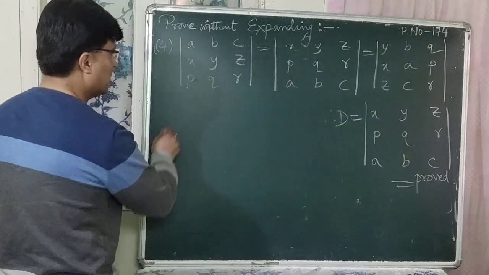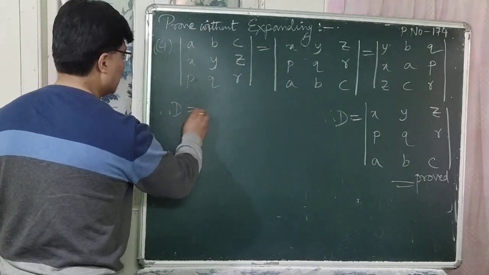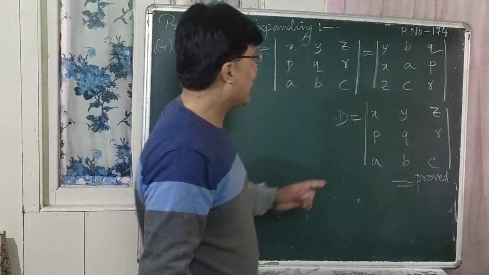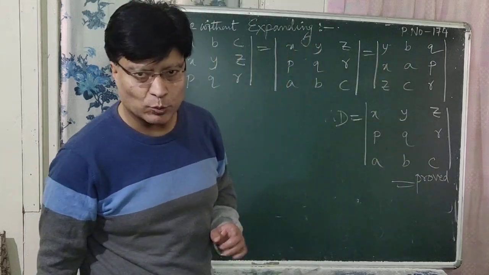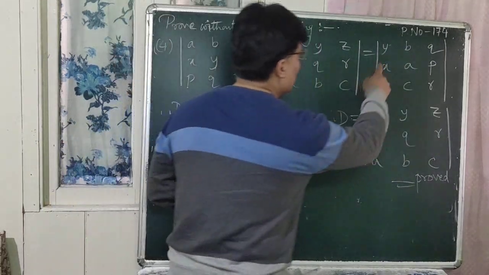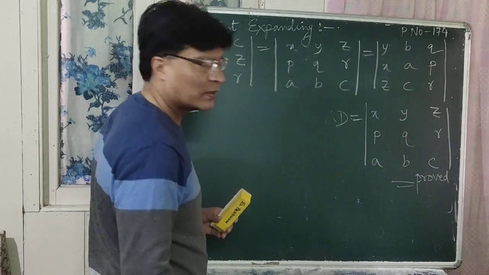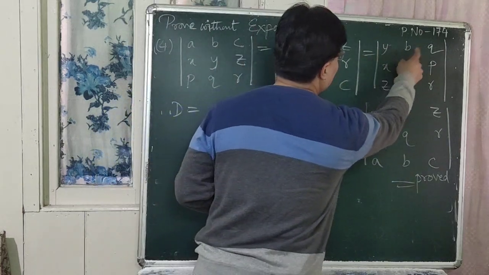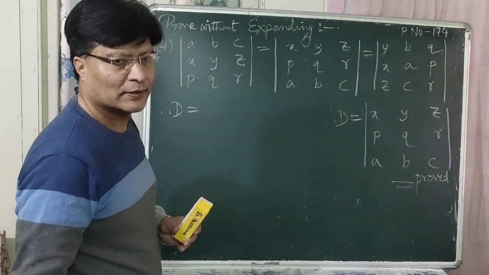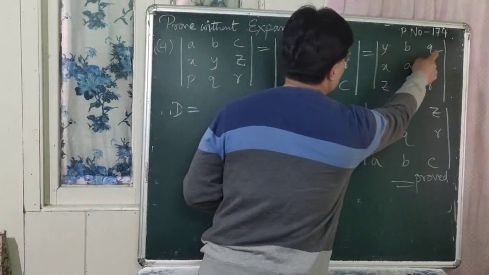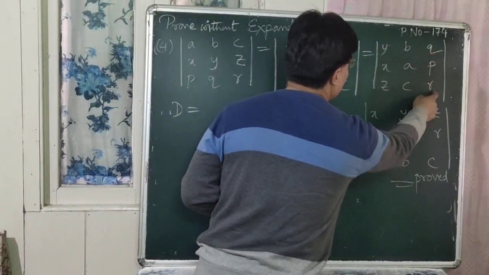what will you do in the next step now? Therefore D is equal to, now look at the second determinant which is to be proved. Now Y is here. YBQ, right? This is YBQ, XAP, ZCR is there.